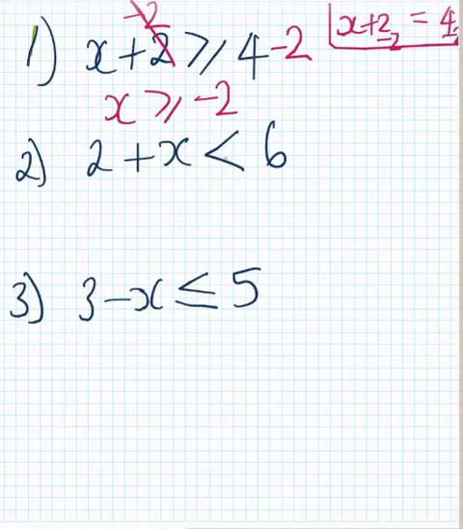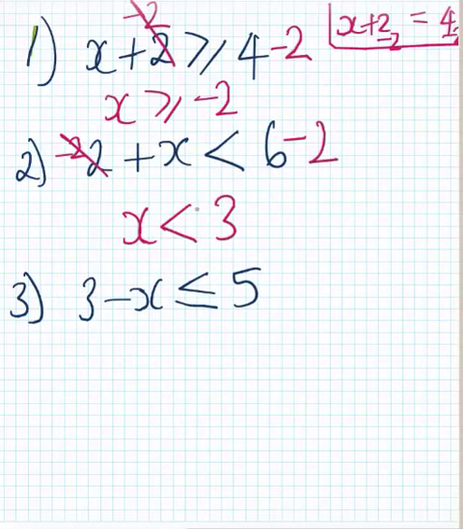Question 2. We have 2 plus x is less than 6. So once again, we have to get x on its own. That is a positive 2, so we have to minus 2 on this side. That cancels out. Minus 2 on that side. So x will be less than 6 minus 2, which is just 4. We didn't switch it because we only subtracted.